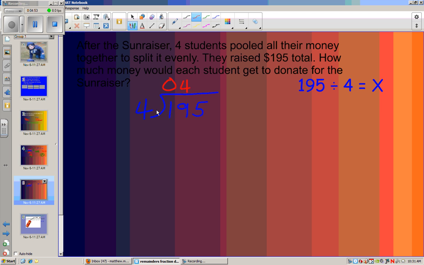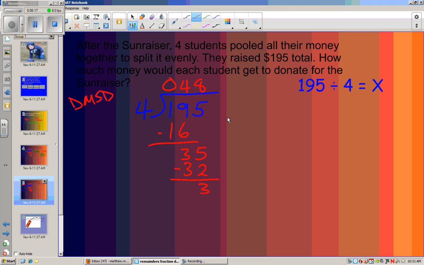And 4 times 4 is 16. Remember, I'm doing my DMSD. Does McDonald's serve donuts, or divide, multiply, subtract, and drop. So I'm at my subtract point. 19 minus 16 is 3. Drop my 5 down. 4 goes into 35 8 times. 8 times 4 is 32. Subtract, and I get 3.